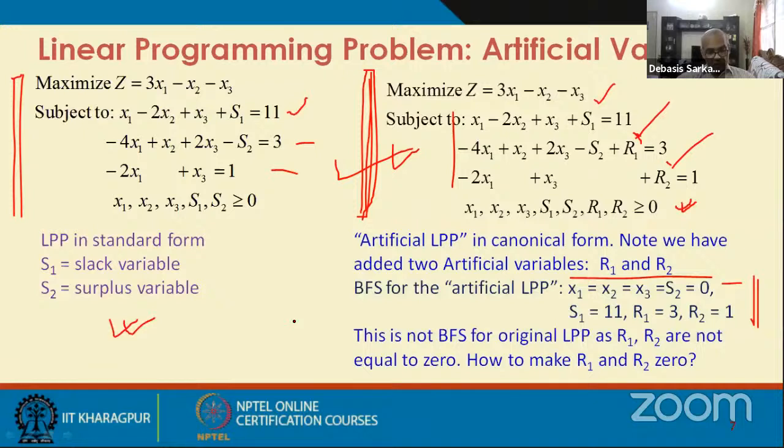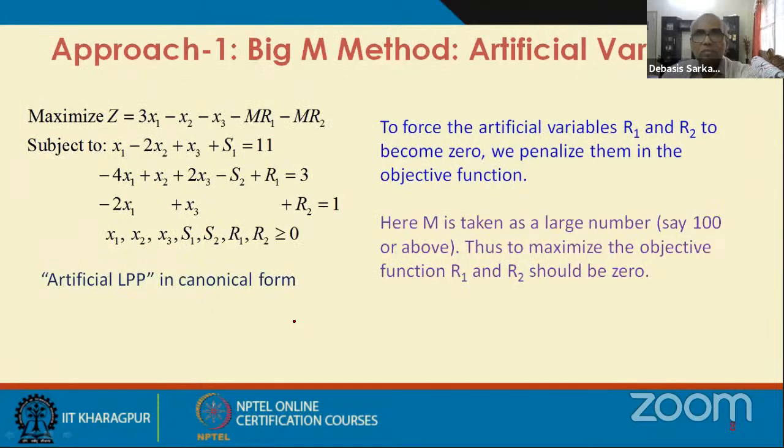So that is what should be the driving force for the solution of such problems. There are two methods we'll discuss. One is approach 1, the big M method, to handle these artificial variables. Another is the two-phase simplex method.